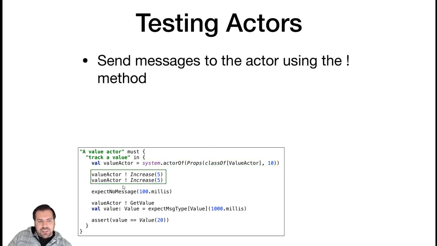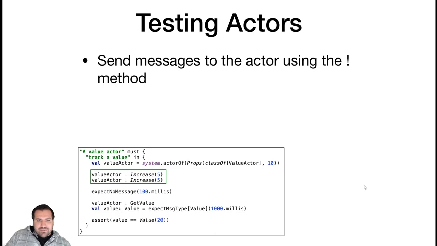Next, just like we saw on Monday, I'm going to send some messages to this value actor. I want to test that it responds appropriately to these messages. So I'm sending it 2 messages of type increase with value 5. It's going to receive one of them and increase its stored value to 15, receive the other one, and increase its value to 20. That's my expected behavior, and that's what I want to test.